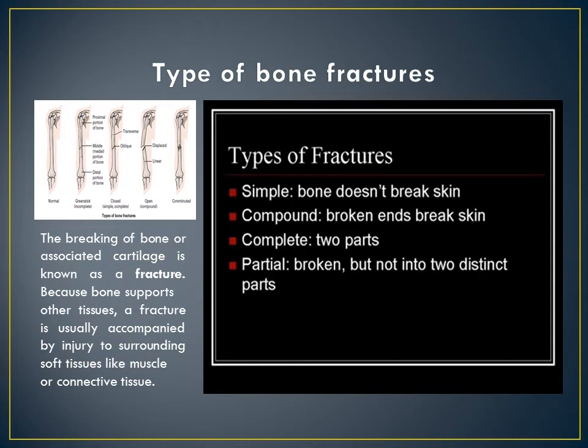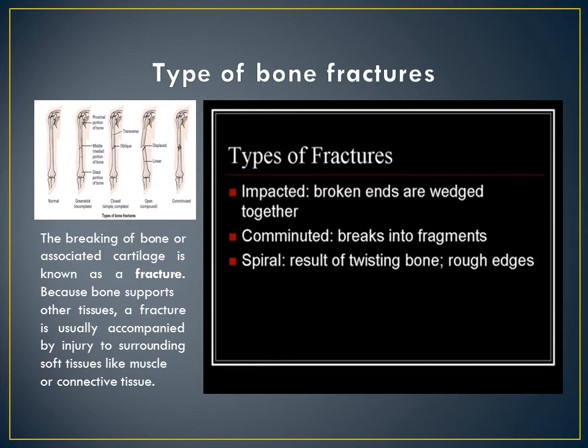The next 2 are another pair, sort of opposites or counters to one another. The first one is a complete fracture. This describes when a bone is broken into 2 distinct different parts. It's completely broken, if you will, a complete fracture. And the counter to that is a partial fracture. There's some sort of break, but it's not into two distinct parts. So a lot of times this is where your hairline fractures or things like that will come into play.